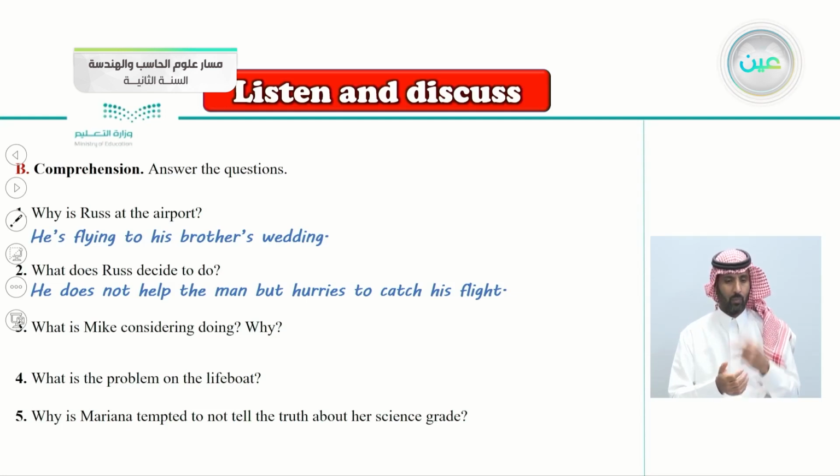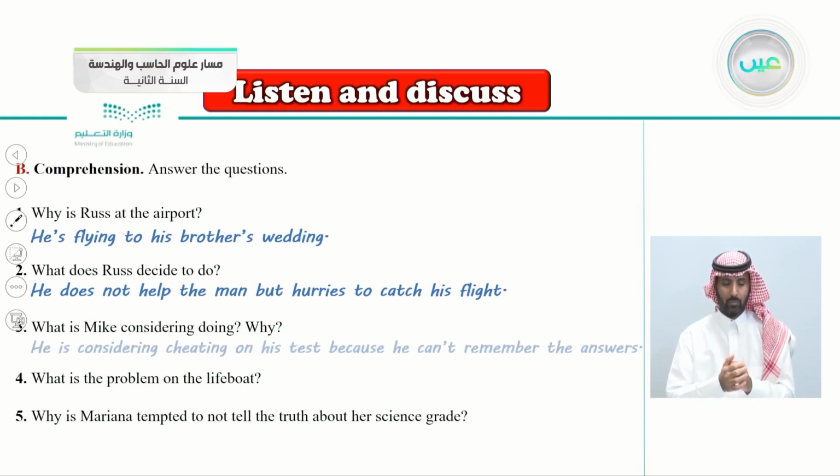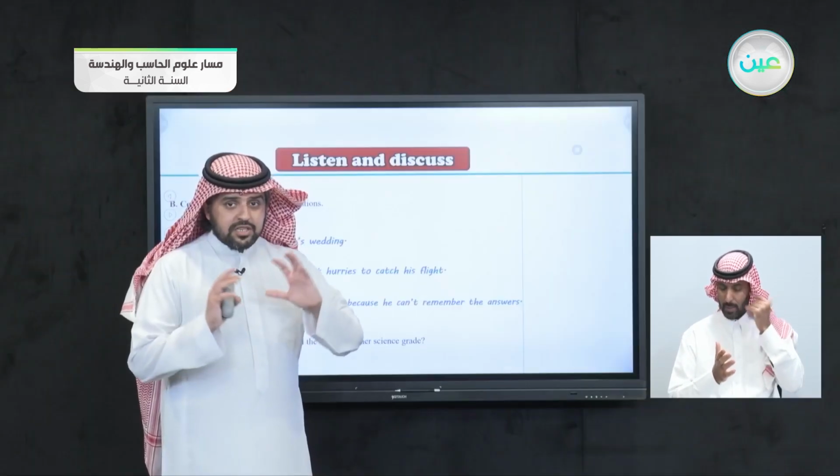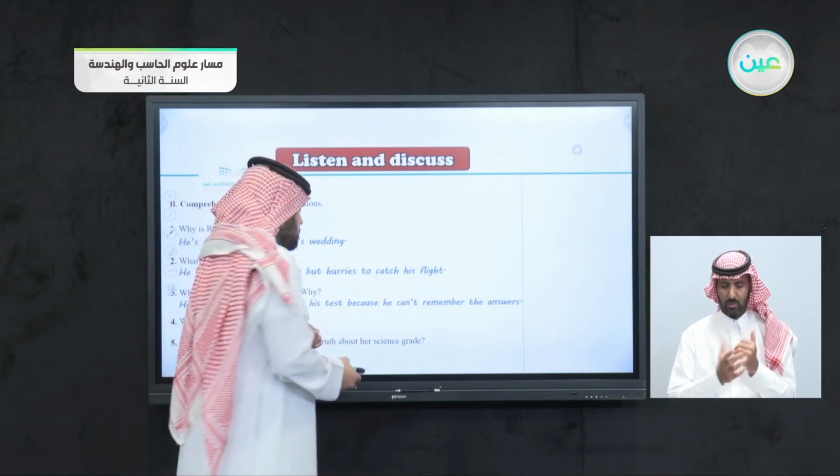Number 3, what is Mike considering doing and why in the exam? So, he's considering cheating on his test because he can't remember the answer. So, he is considering cheating on the test, even though it's immoral and unethical to cheat. Why? Because he can't remember the answer. He was so confused. That's why he chose to cheat.